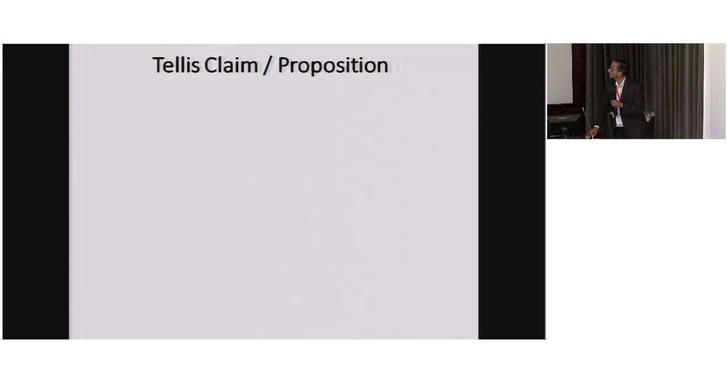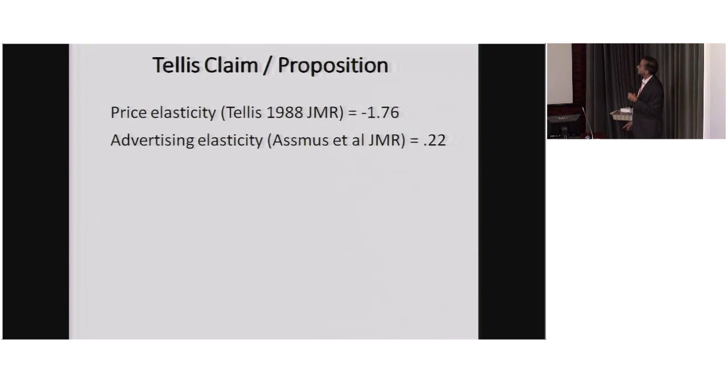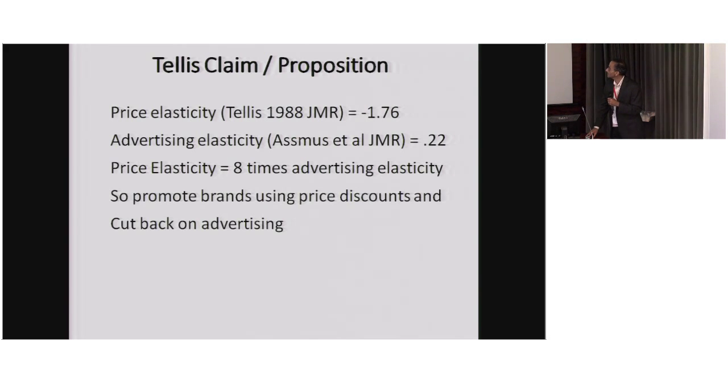And at the same time, Tellis became famous for his meta-analysis article in 1988, where he predicted that price elasticity is negative 1.76 and advertising elasticity is 0.22. We just wrote a paper addressing that in JMR, which was a runner-up for an award. So price elasticity is 8 times the advertising elasticity, and his recommendation was to do more price promotion and less advertising.